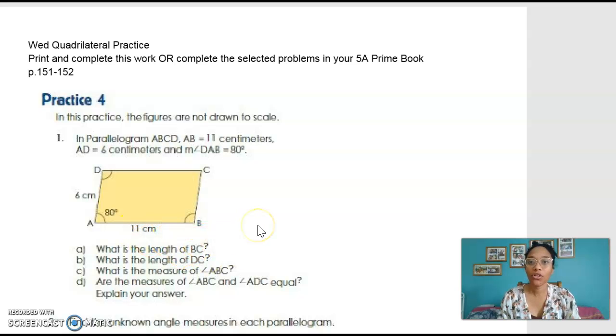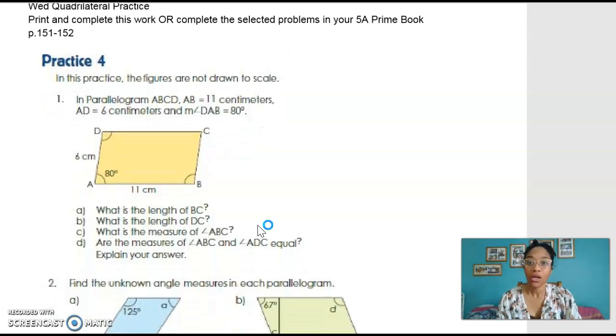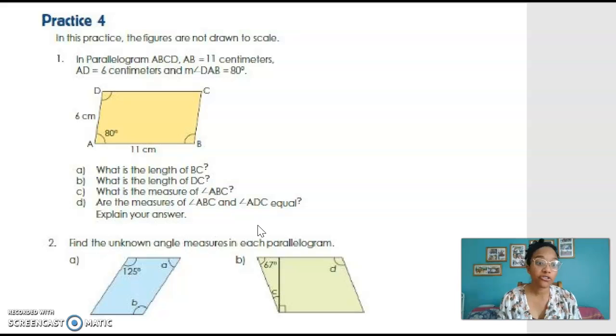Okay? We're looking at Wednesday's quadrilateral practice. You can actually download and print this worksheet, or you can do the work in your own math textbook if you have that at home. So in this practice, the figures are not drawn to scale. That means you shouldn't be measuring it with your protractor. You need to use algebra and mental math or operations to figure out what these mystery angles and lengths actually are.